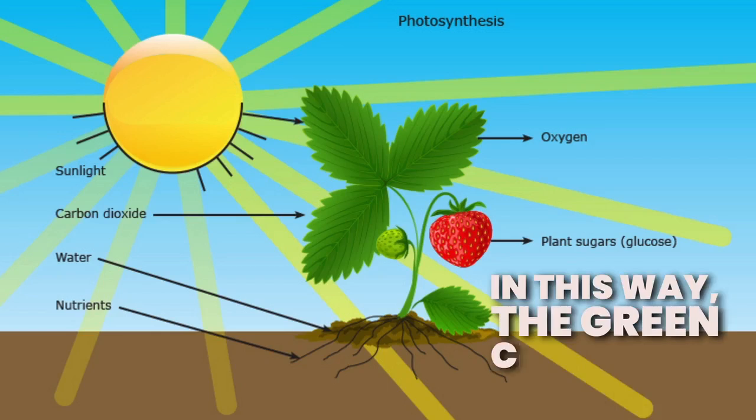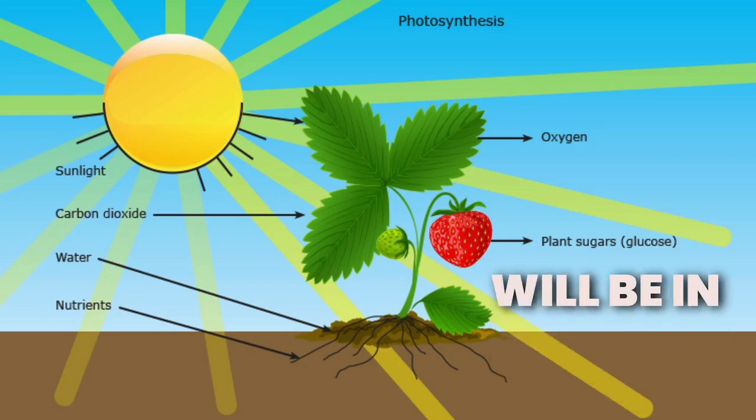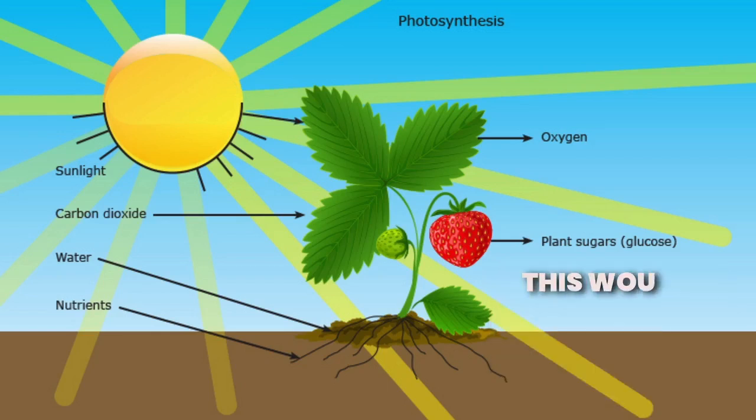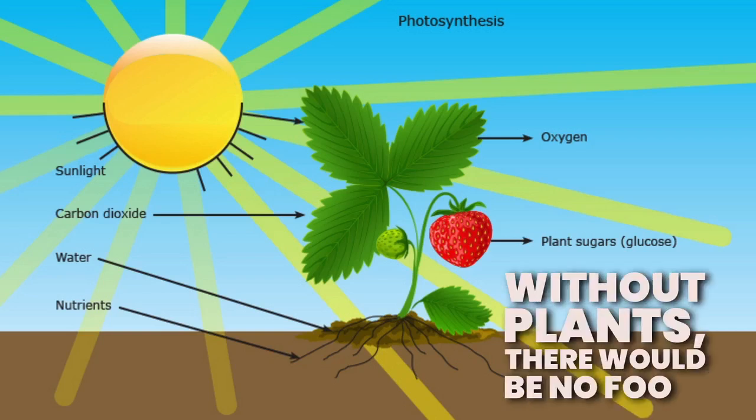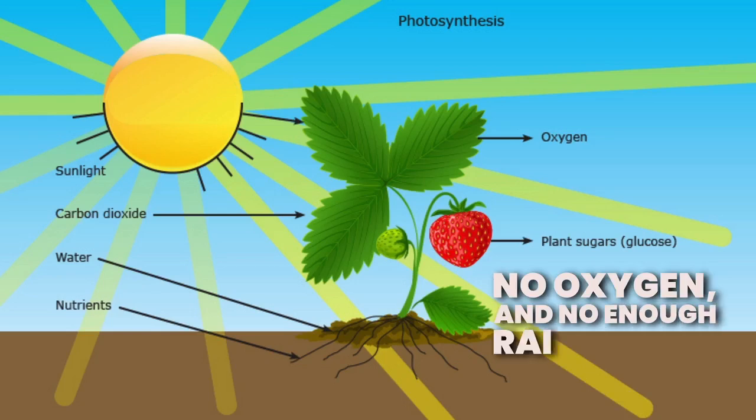In this way, the green character of the earth will be in danger or lost. This would mean the end of all life. Without plants, there would be no food, no oxygen and not enough rains in the world.